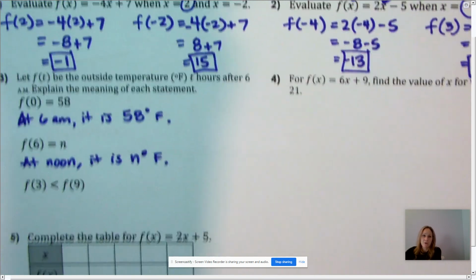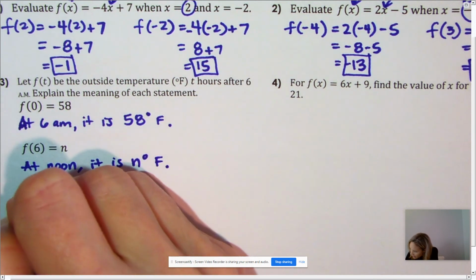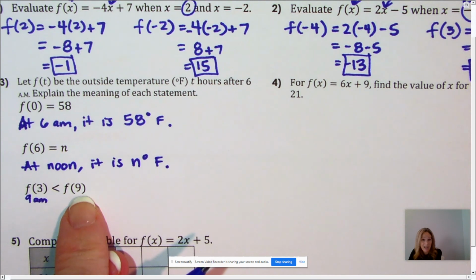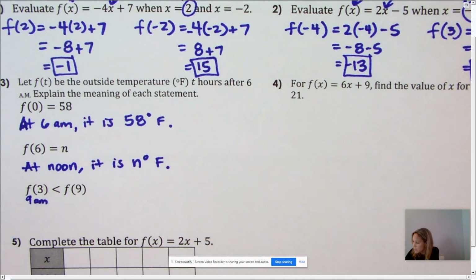Okay, so then we need to think about, well, what would 3 hours past 6 a.m. be? Well, this would be 9 a.m., right? And then 9 hours, 6 plus 9 is 15, but minus 12, because at 12 we restart it, right? Unless you're in military time. So this would be 3 p.m.